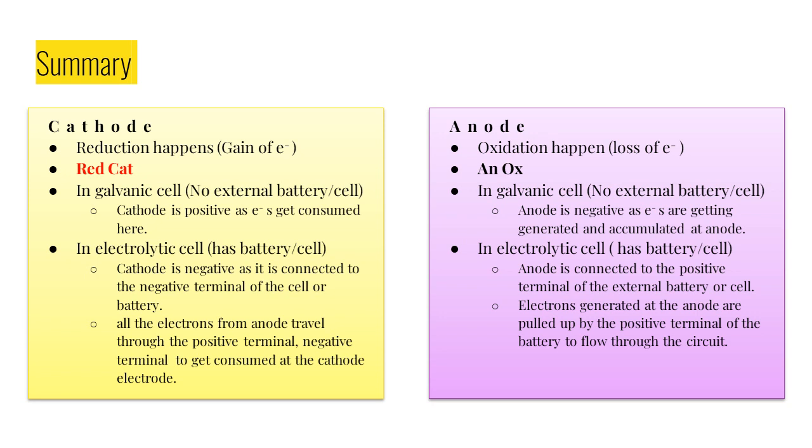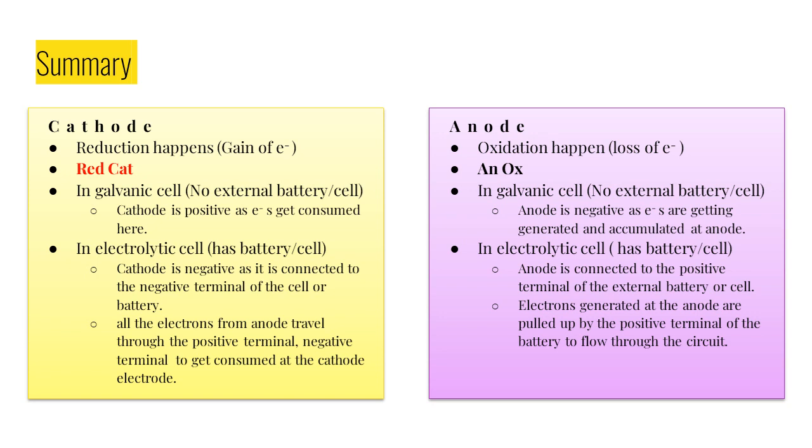There is one mnemonic to remember it: red cat, R for reduction, C for cathode, and ox, A for anode, O for oxidation. Now in a galvanic cell, where no external source of battery or cell was there, only the two electrodes were connected with a wire, the cathode is positive, as electrons get consumed at the cathode, because something will be there which will get reduced. So the cathode is positive. In a galvanic cell, the anode is negative, as electrons are getting generated and accumulated at the anode. So here the anode is negative.